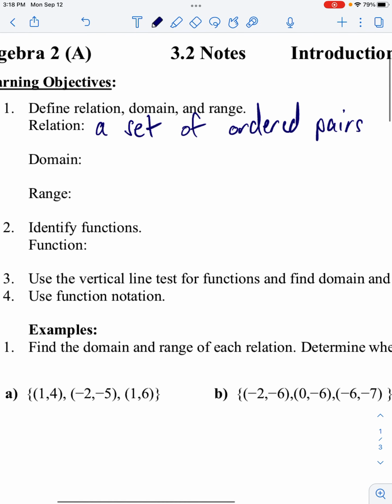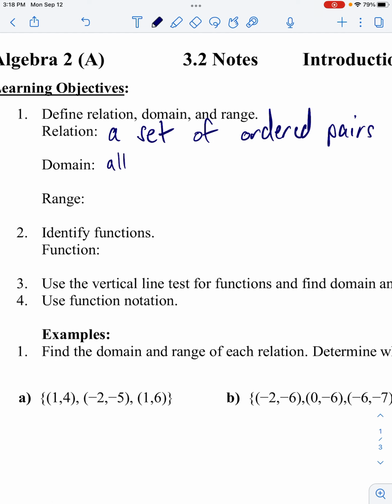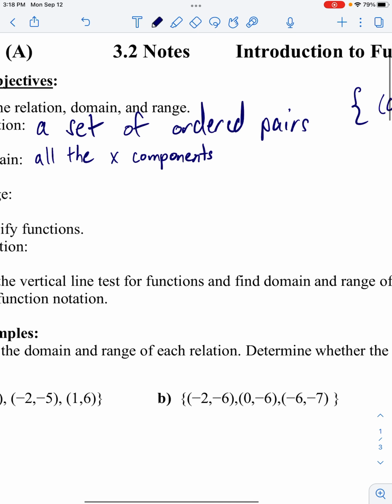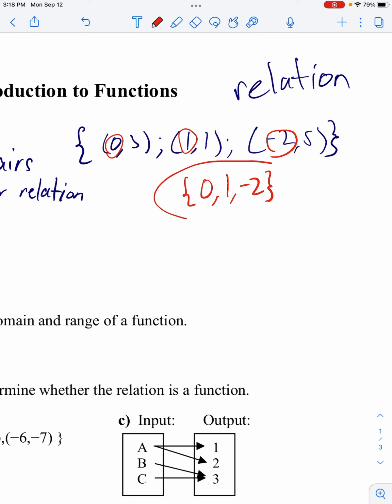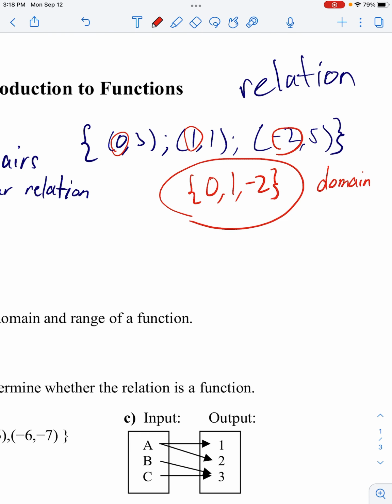The domain of a relation is all the x components in our relation. Here it would be 0, 1, and -2. This will be our domain, okay? It's all the x values that are part of a relation.